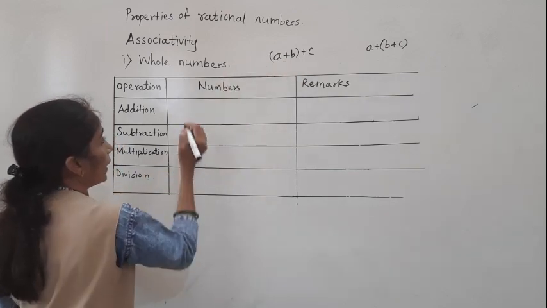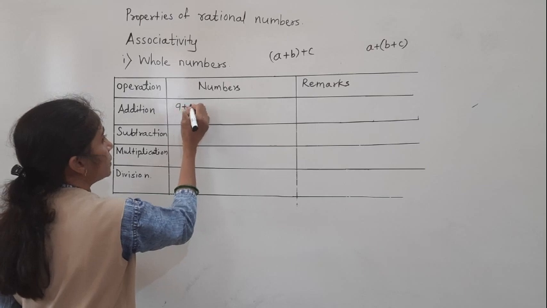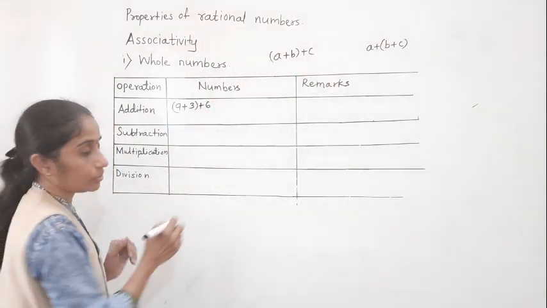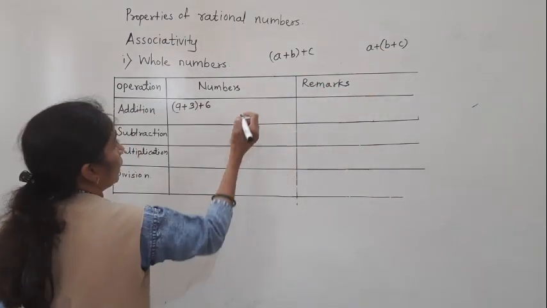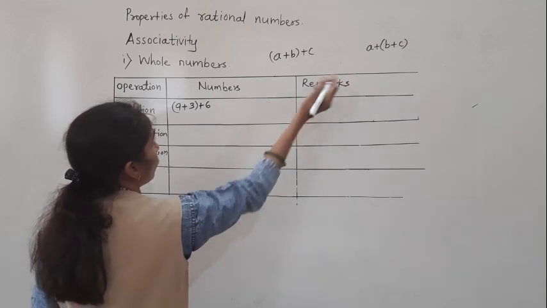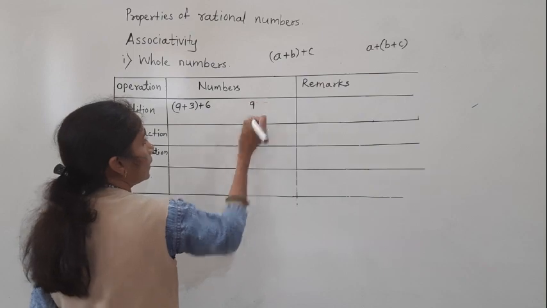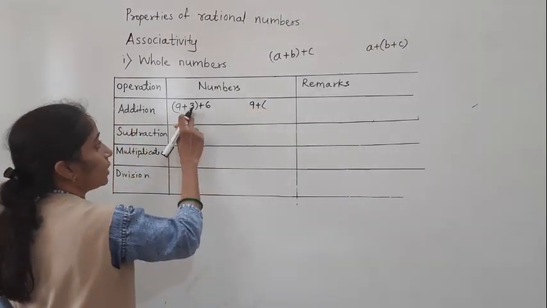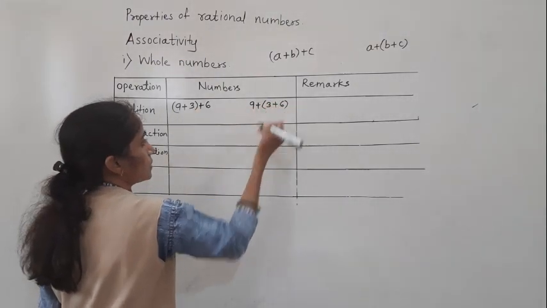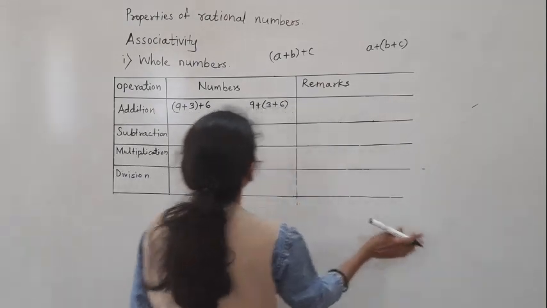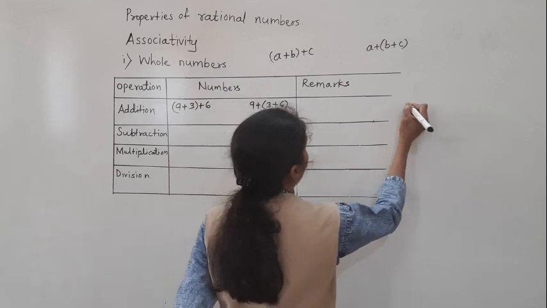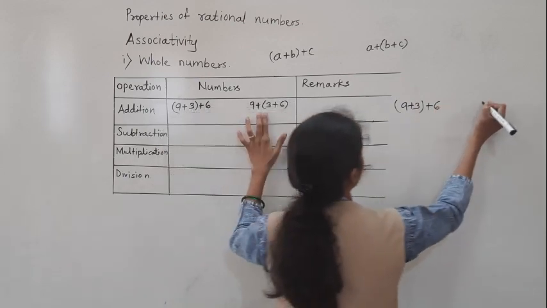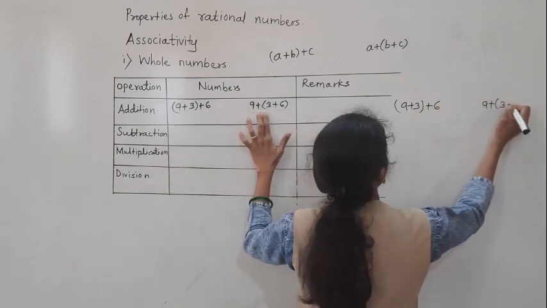Now suppose I take A is equal to 9, B is equal to 3, and C is equal to, suppose, 6. Now on this side, see here, A + B + C. Now A is not in the bracket, so we write 9 as it is, 9 plus B + C in the bracket, that is 3 + 6. Now see here, I will show this example: (9 + 3) in the bracket, plus 6.